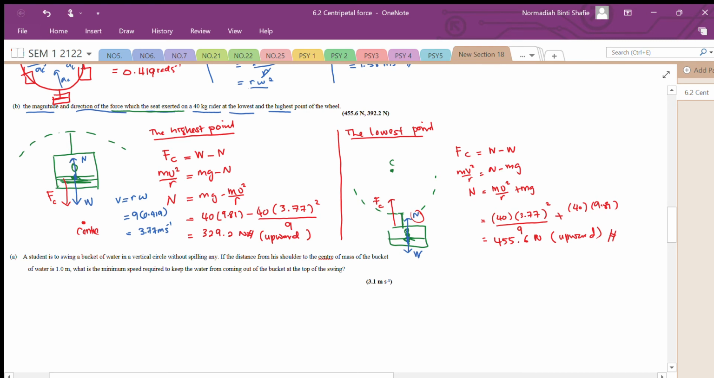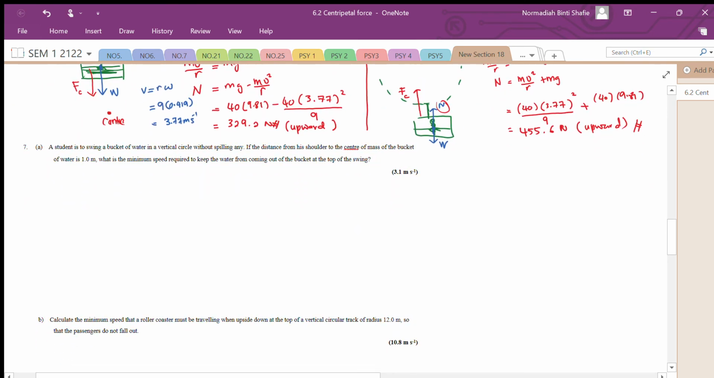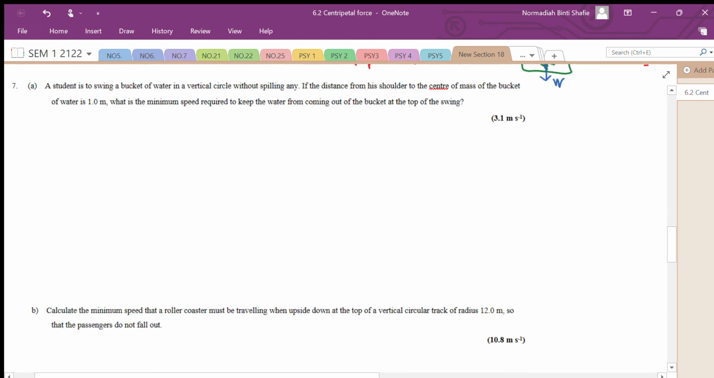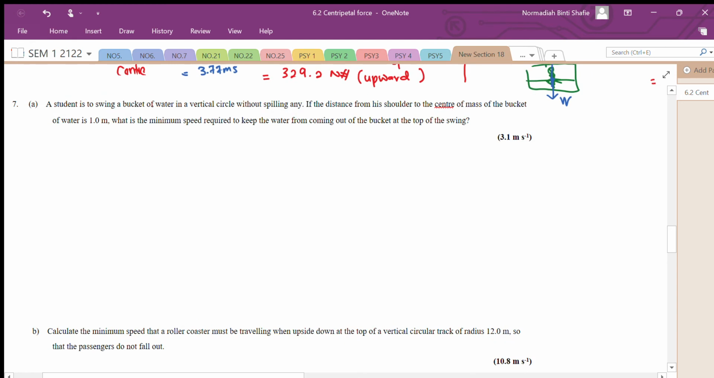Seterusnya kita pergi kepada soalan nombor 7. Soalan nombor 7 kat sini dia menyatakan bahawa a student is to swing a bucket of water in a vertical circle, again vertical circle means circular motion occurs at a vertical, without spilling any. If the distance of the shoulder to the center of mass of the bucket is 1 meter, what is the minimum speed required to keep the water from coming out of the bucket at the top of the swing. So dalam soalan ni keywords dia adalah minimum speed. Okay, actually minimum speed ni dia punya keyword ni V minimum. So kita nak cari V minimum.